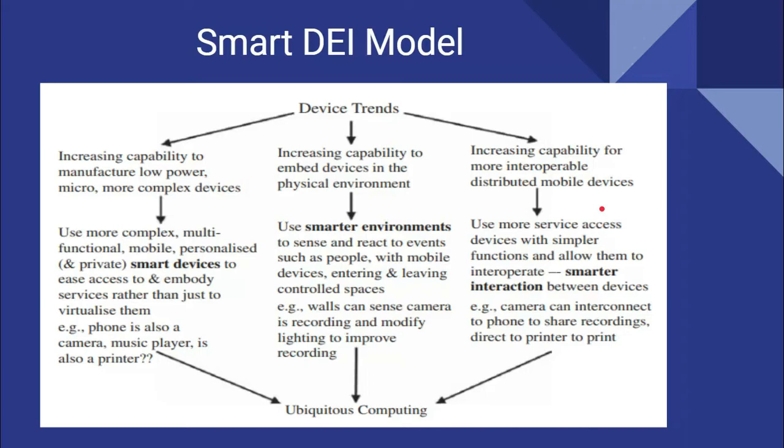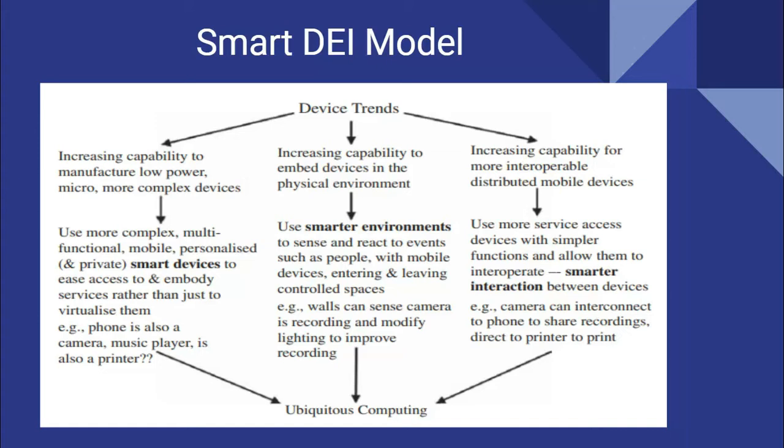In the first section, I have mentioned that users use more complex, multifunctional, mobile, personalized devices. You all know the kind of devices we have. They are complex, multifunctional, and personal, that is what we call mobile, and we can do any stuff we want on our mobile. The important part is the increasing capability to manufacture low-power, micro, and more complex devices. We have smart devices which are very small. We will see in this video what kind of devices we made and what we relate to them.